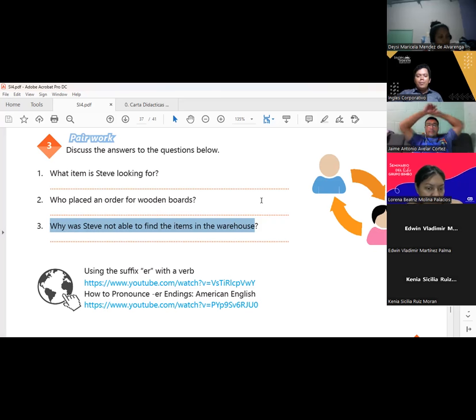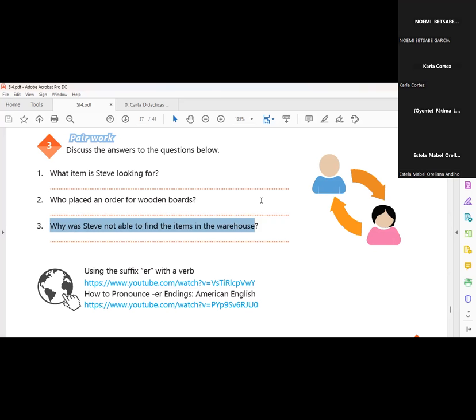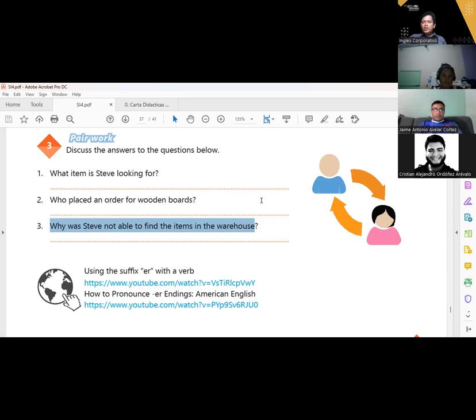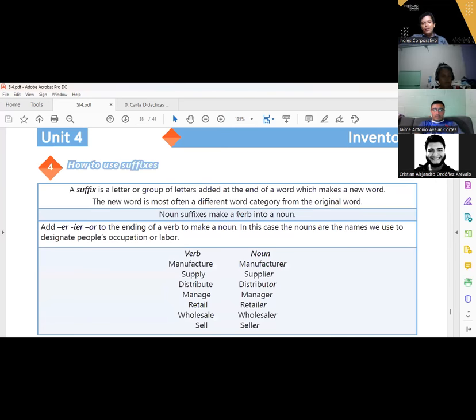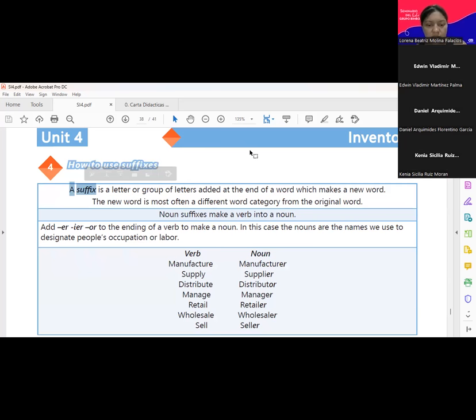Now, guys, we're going to be talking a little bit about grammar. And we're going to be talking about something called suffixes. Have you ever heard that word before, guys? Suffix, a suffix, or suffixes in plural? A suffix, basically, we got a short definition over here. It says a suffix. Let me see. Lorena, help me out.